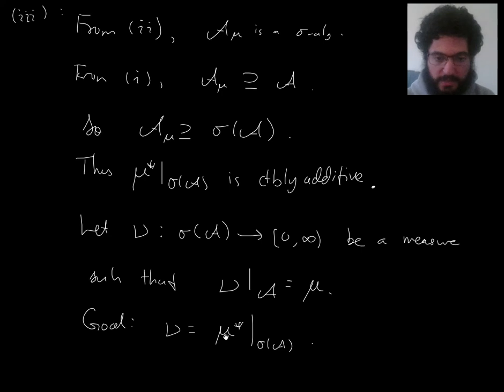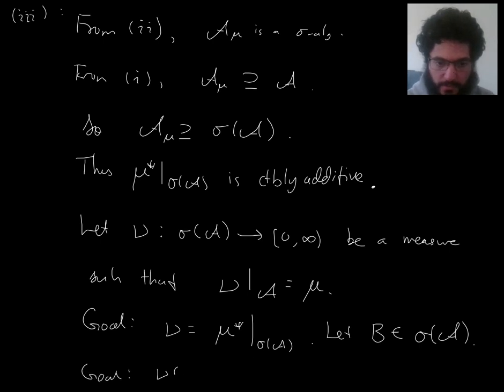So to prove this, I should fix something in the domain and then show that these are equal on that thing. So let's fix some, let's call it B, in the sigma algebra generated by the algebra of sets A. Then our goal is to prove that nu of B equals mu star of B.